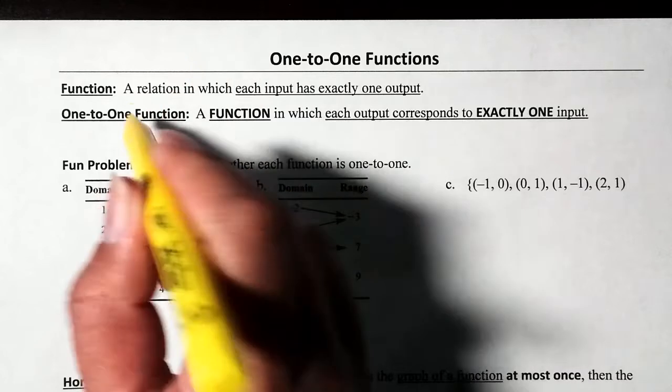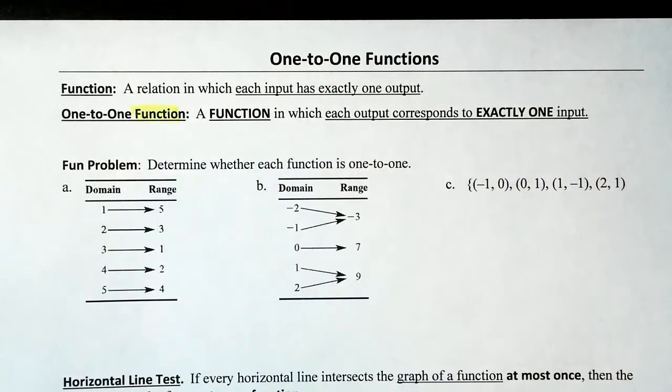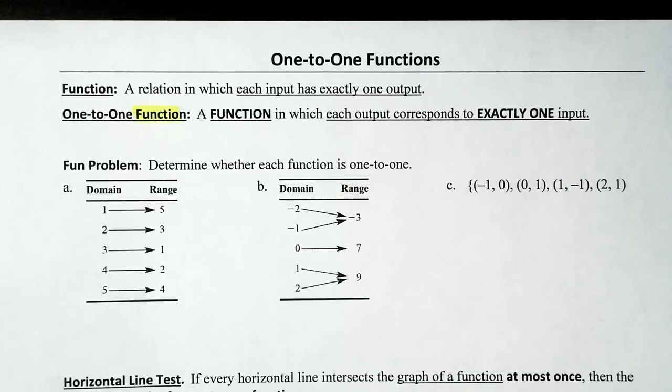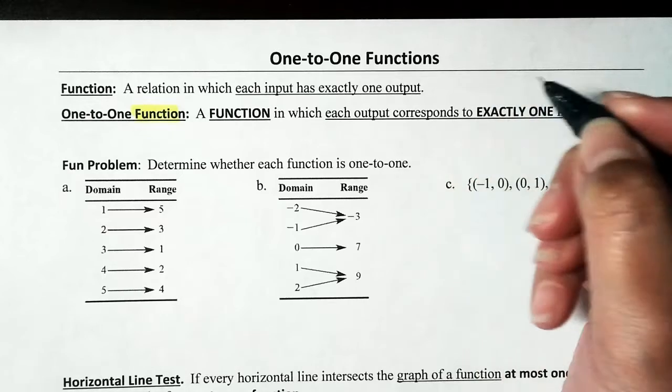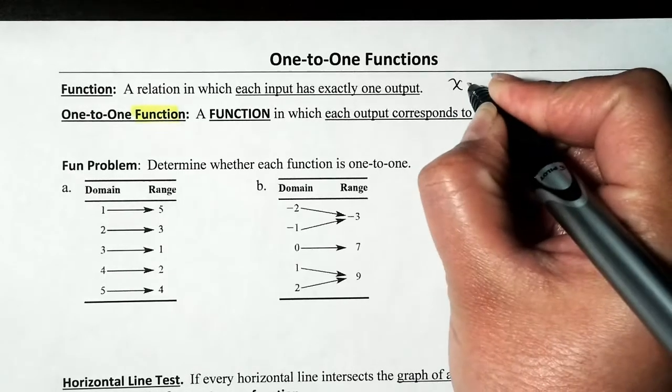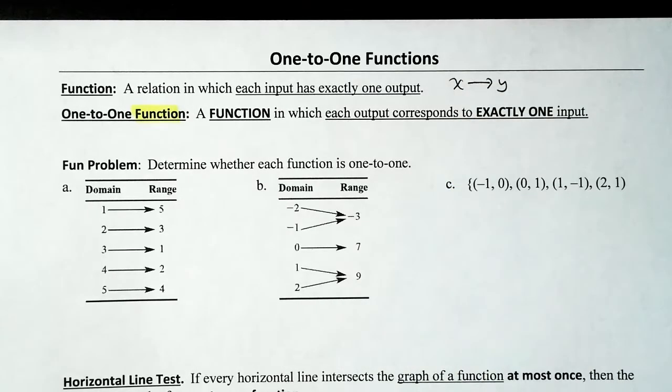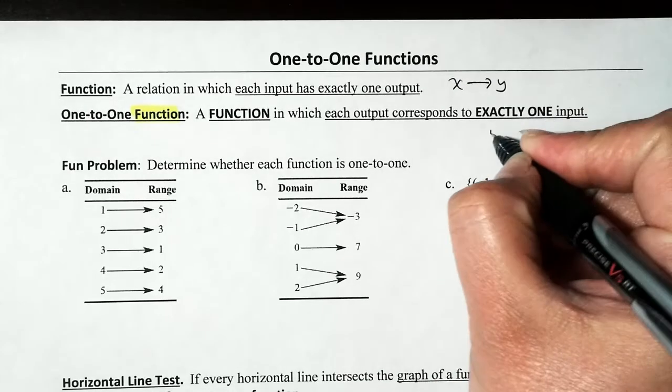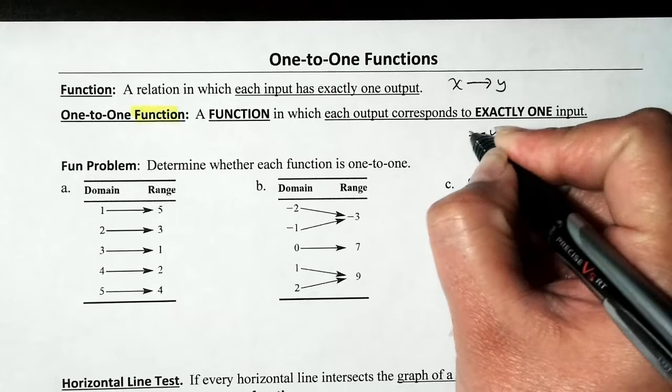Well, a one-to-one function, as in the word, is a function, okay? But it's not just any function. What's so special about this function? A one-to-one function is a function where each output corresponds to exactly one input. So a function is a special relation where each input corresponds to exactly one output. For a one-to-one function, we have to be a function to begin with, but what's so special about it? It's a function where each output corresponds to exactly one input.